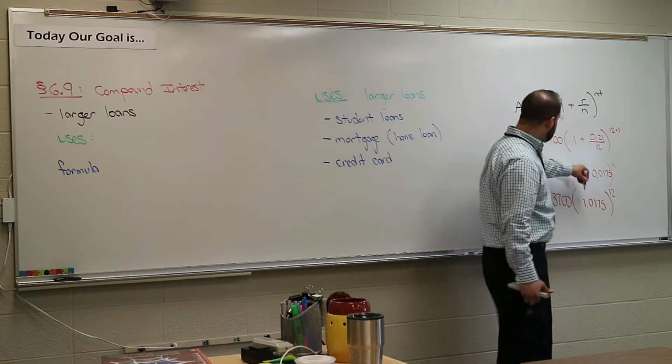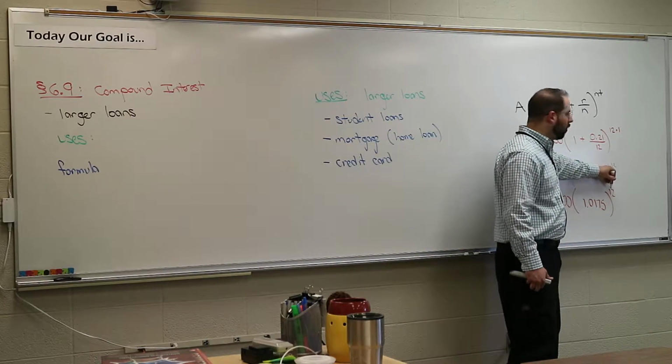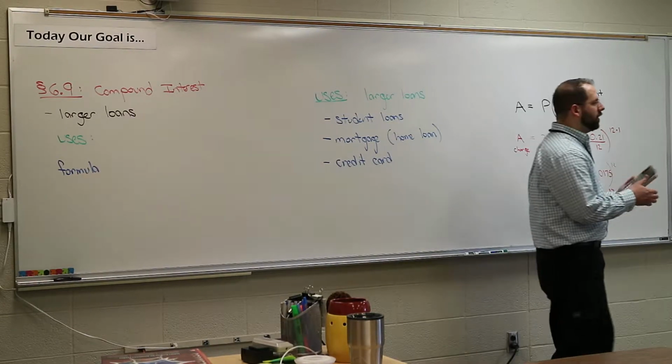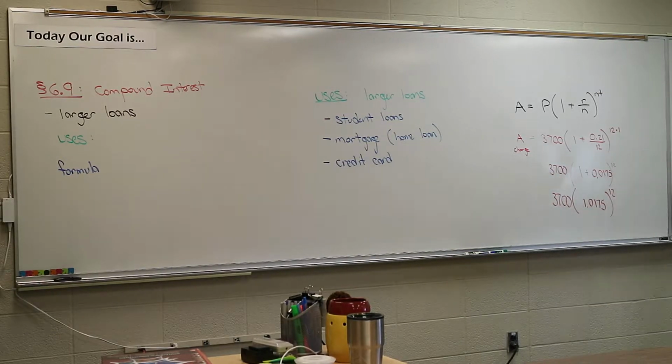We need to put 1.0175 to the 12th power. So on your calculator, find it, it is a little caret symbol. It's an up arrow. It looks like this. Yeah, it's over by the 7 key. A little caret up arrow. Yep. Okay, so what you're gonna type in is the 1.